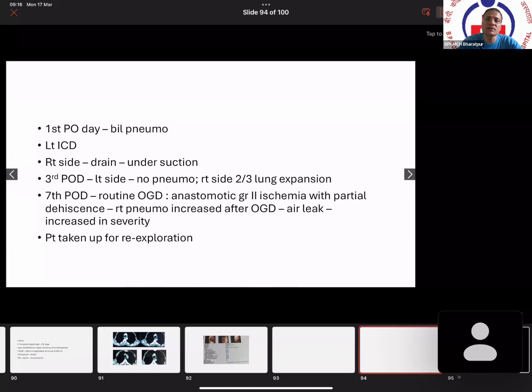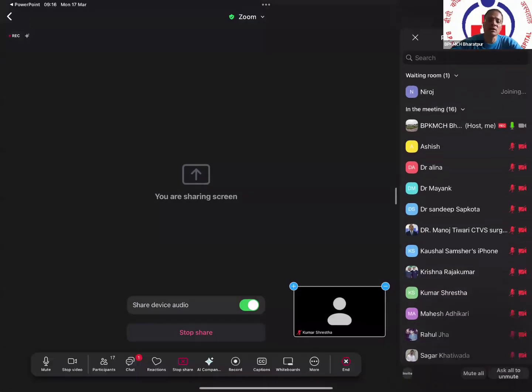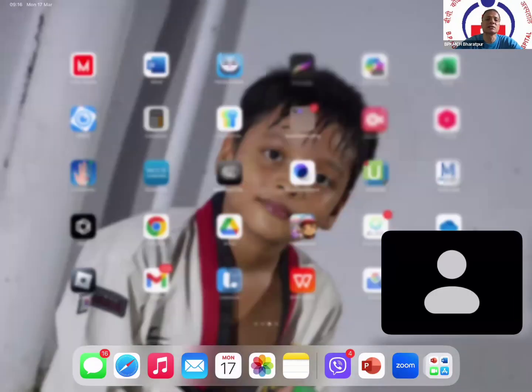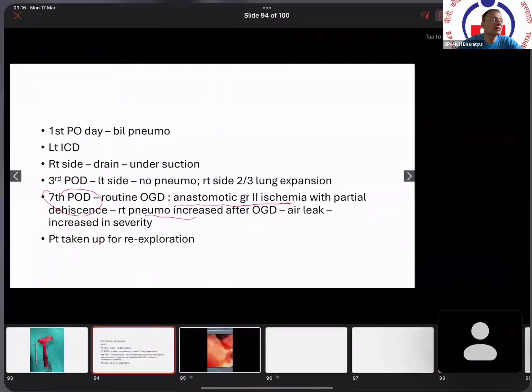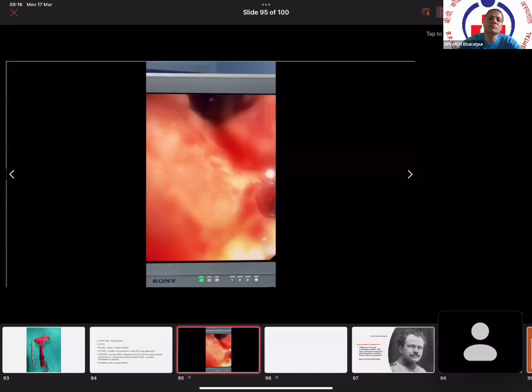He was being fed through the feeding jejunostomy tube. As a practice in our institution, on the 7th post-op day, we do a routine endoscopy to judge what's happening with the neck anastomosis. During the endoscopy, we found grade 2 ischemia of the anastomosis with partial dehiscence. And during endoscopy, the patient developed more pneumo. The pneumo increased in the right side of the chest, and an air leak, which was not present earlier, increased from the right side drain tube. So the patient was taken up for surgery.